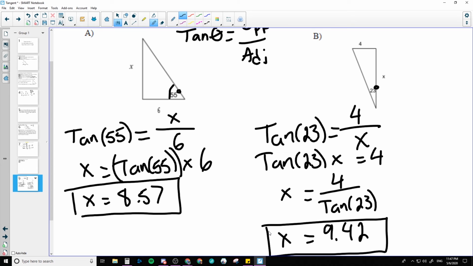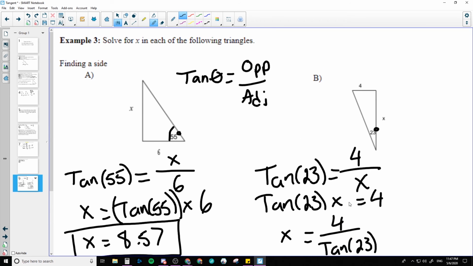So these are the two different types of questions that you're going to end up with when you're trying to find a side, either where you're trying to find the opposite side, wherein you're going to have to multiply the two together, or where you're trying to find the adjacent side where you're going to have to divide them. They're all just manipulations of this formula. So if you can remember this formula, that will help you a lot in solving these questions.